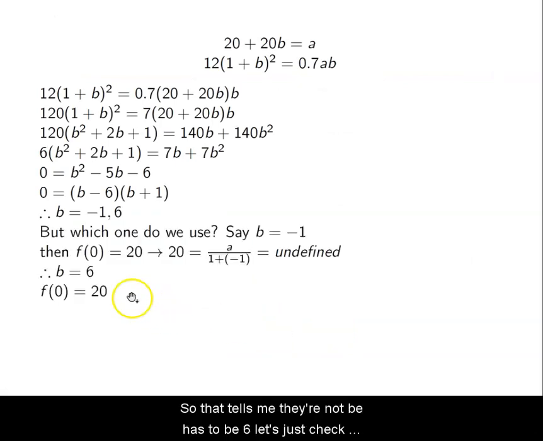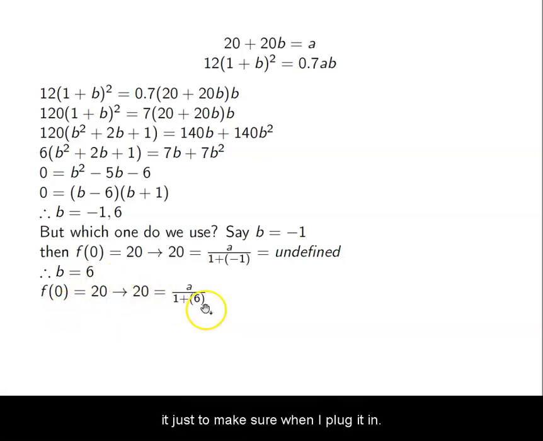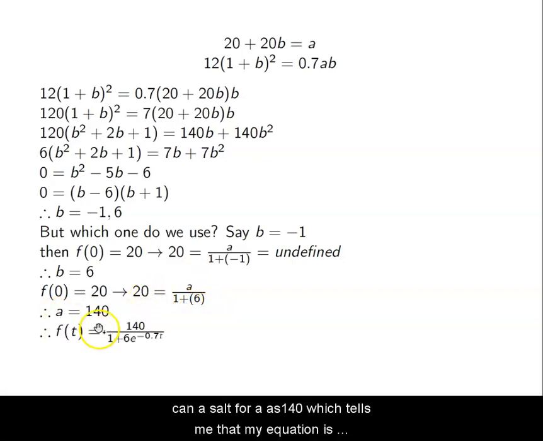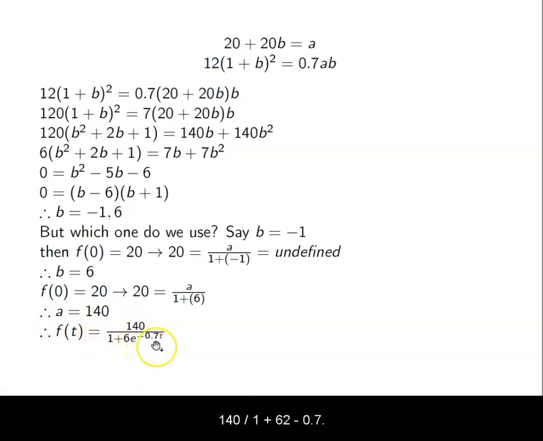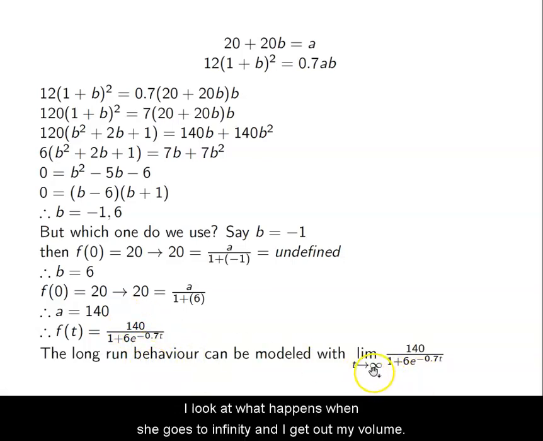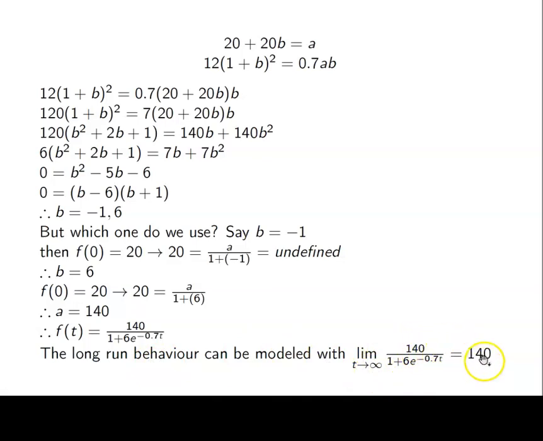So that tells me then that B has to be 6. Let's just check it just to make sure. When I plug it in, I'm going to get A over 7 equals 20, which means I can now solve for A. A is 140, which tells me that my equation is 140 over 1 plus 6e to the negative 0.7t. My long run behavior here, I look at what happens when t goes to infinity, and I get out my value of A, which was 140.